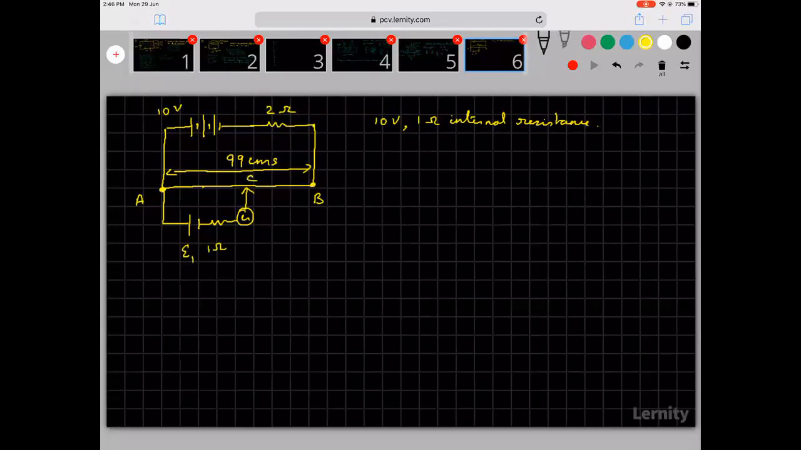So this is AC length. The question: when the jockey is touched to wire AB at C such that AC is equal to 40 cm, find the EMF of the cell. In this particular question, if the balance point happens at 40, they are asking you to find the EMF of the cell.